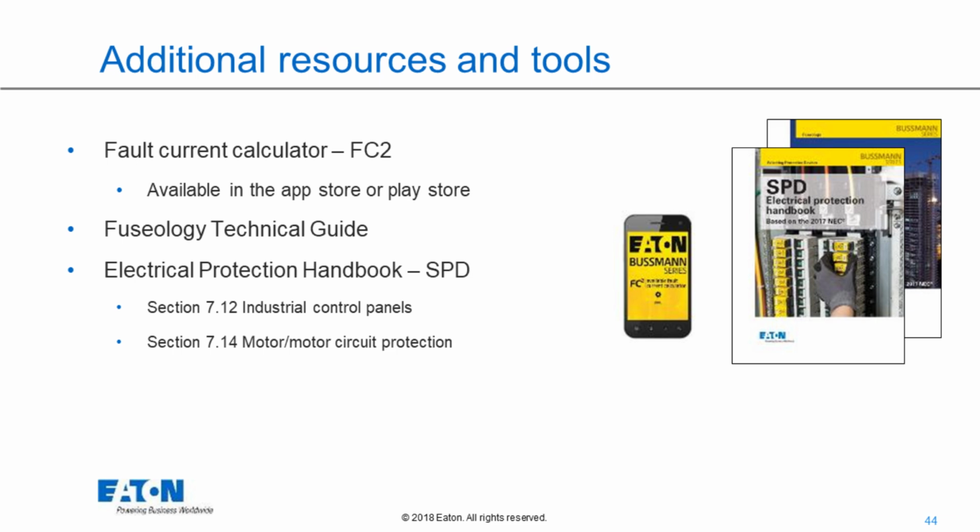It's easy to get. If you go to our website, Eaton Bussmann, there's a little search window in the upper right corner. Don't type in SPD, because you'll get a surge protection device. But if you type in Selecting Protective Devices or Electrical Protection Handbook, you'll get a page that you can download this from. That's probably the easiest way to get it.